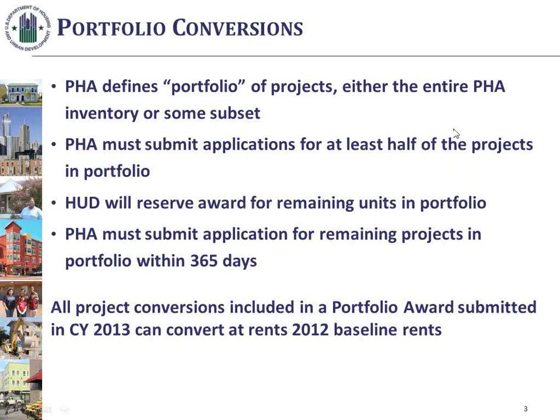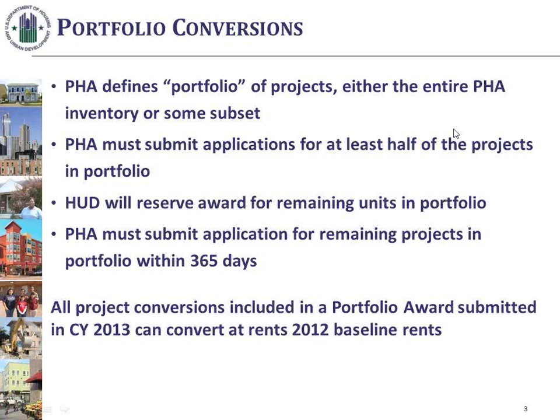If I'm a PHA that has 10 projects, my portfolio might be all my 10 projects, or you may decide it's some other subset of my 10. Maybe it's just 6 or 5, or whatever it is. So you define what you consider your portfolio. You have to give us an application for half of those projects. It's half of the projects, not half of the units. So if it turns out that the half that you choose are less than 50% of the units, that's fine with us.